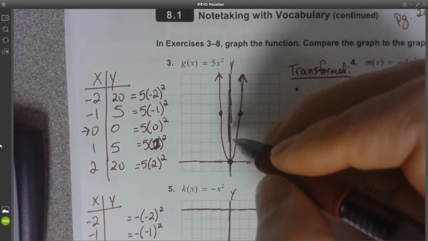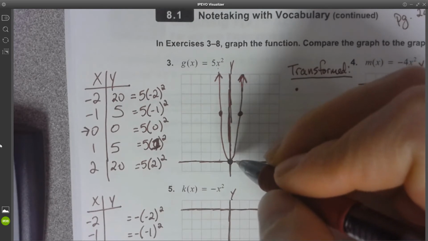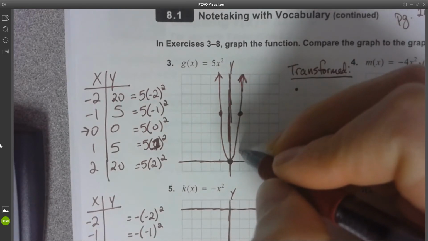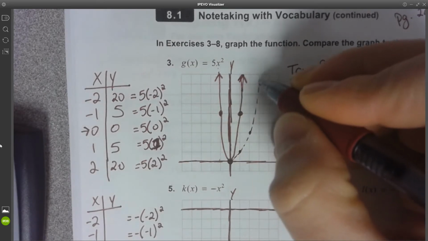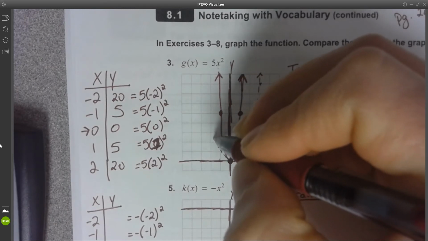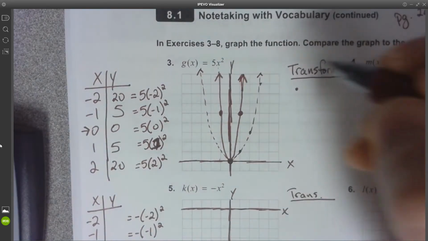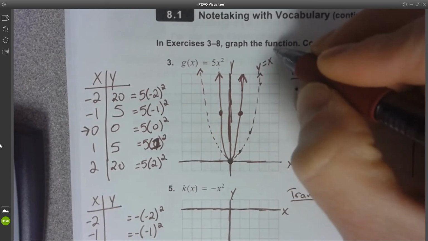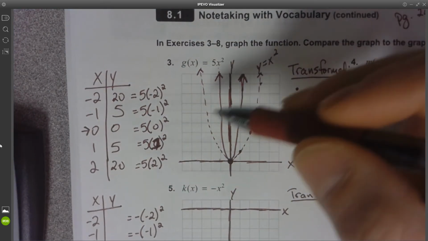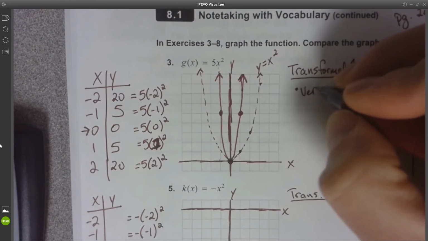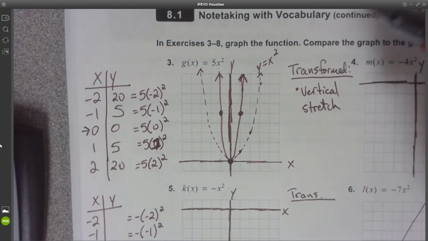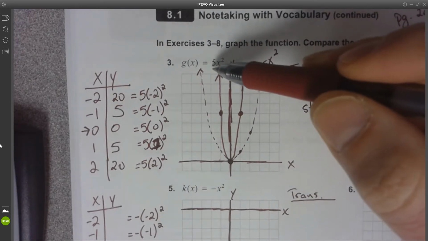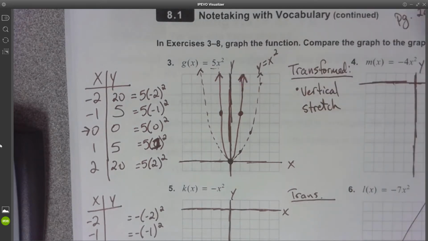How is this transformed? Well, y equals x squared would be here. So that would be y equals x to the second. This is skinnier and narrower, so this is a vertical stretch. If I just want to identify that based on the number in front, that number is larger than 1, so that means it's a vertical stretch.